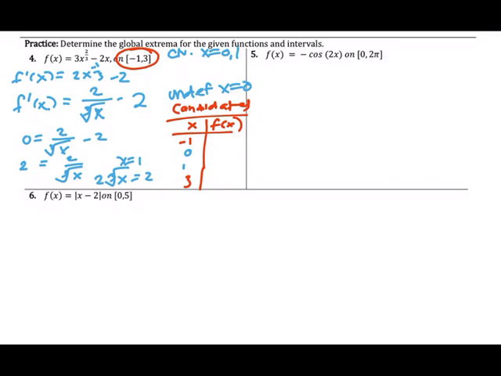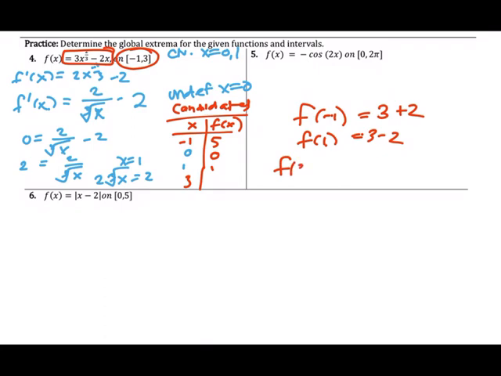If I plug -1 into the original function, and I'm going to do this work over here, f of -1 is going to be 3 plus 2. So that's going to be 5. F of 0 is going to be 0. F of 1 is going to be 3 minus 2, which is 1. And f of 3 is going to be 3 times the cube root of 3 squared minus 2 times 3 is 6. So 3 times the cube root of 9 minus 6.